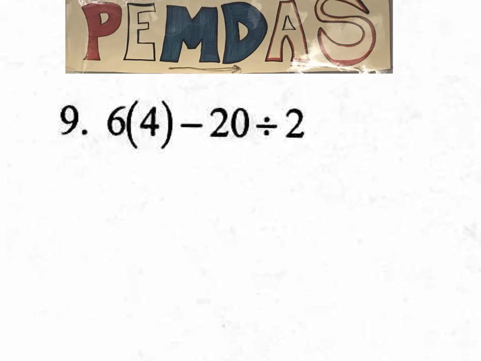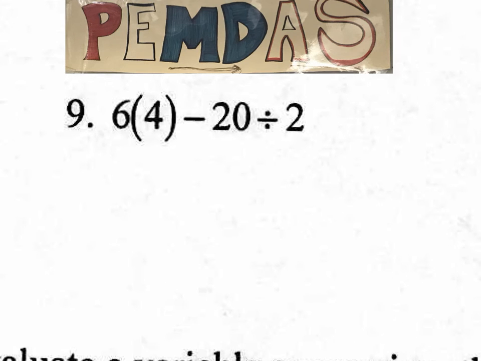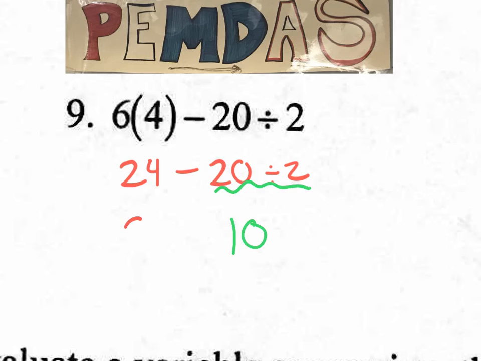Number 9. What's the first operation I do? Multiplication. What's 6 times 4? 24. Minus 20 divided by 2. Now, why did I multiply first? Because the M's first? No, because it's first from left to right. So then I divide. What's 20 divided by 2? 10. So this guy over here, that gave me 10. So what I really have is 24 minus 10. That's 14 as a final answer.